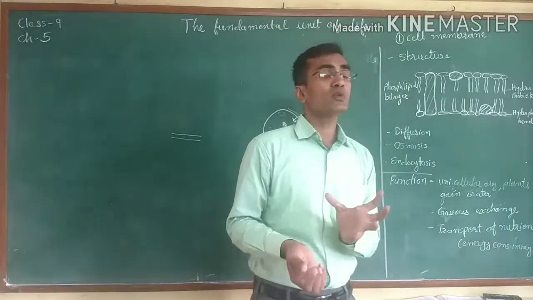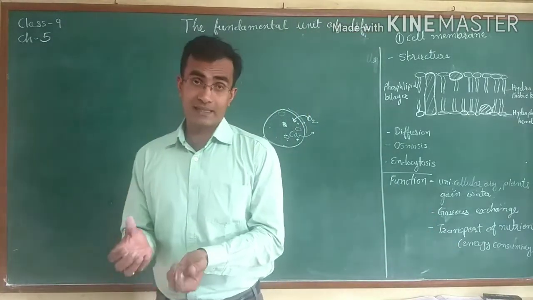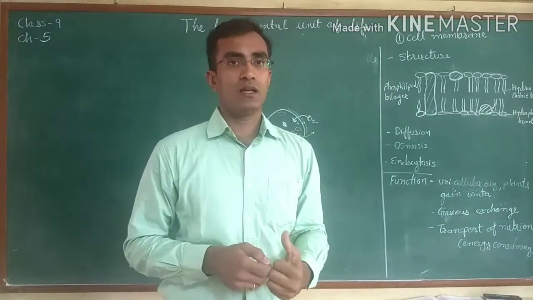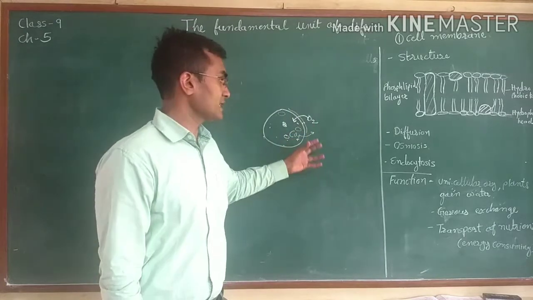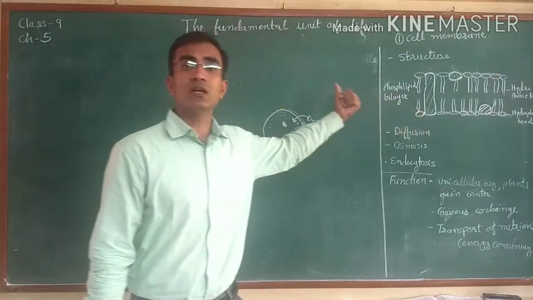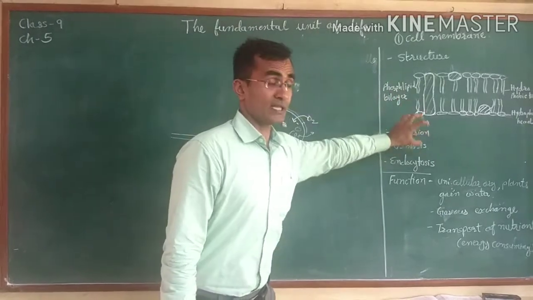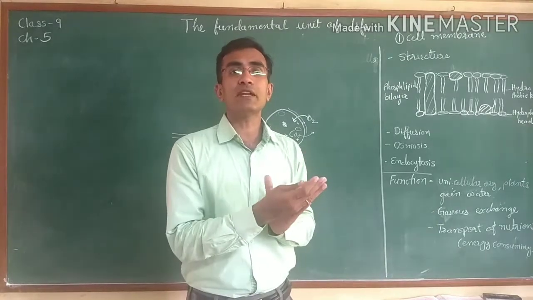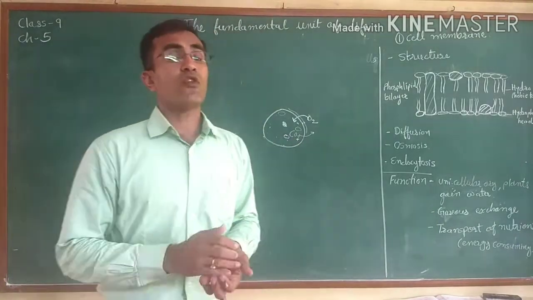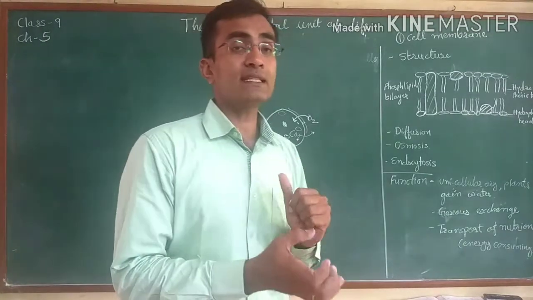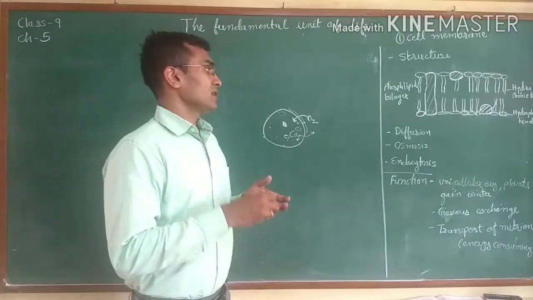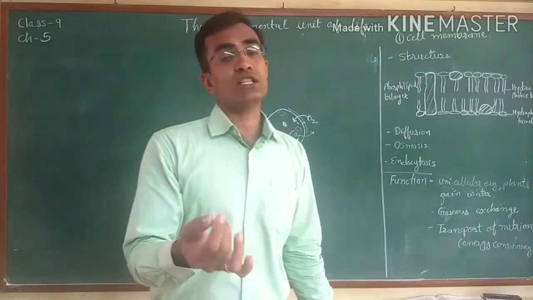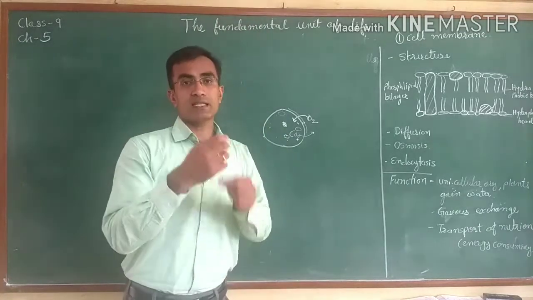Now again, osmosis is a kind of diffusion, but unlike the gaseous material, water is involved here. As we have seen, gaseous material gets transferred in diffusion, and osmosis is a kind of diffusion in which liquid material gets transferred. The liquid material we are talking about is water. So the water molecule gets transferred, or we can say it is the movement of water from the higher concentration of water to the lower concentration of water.